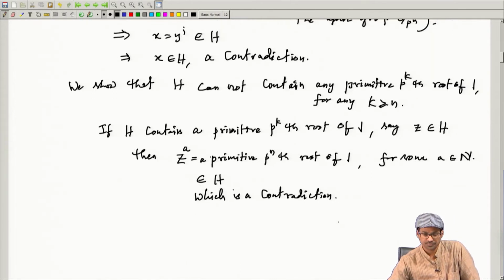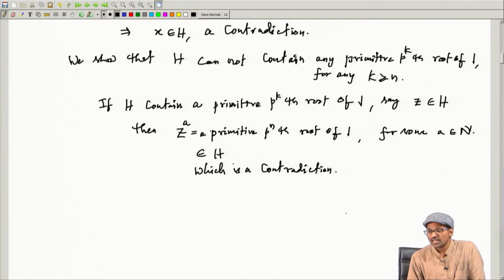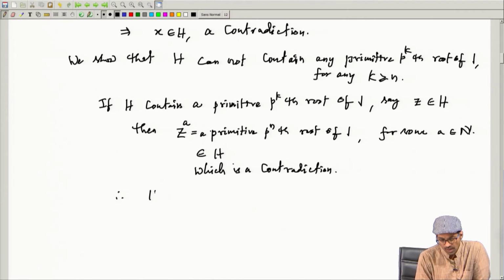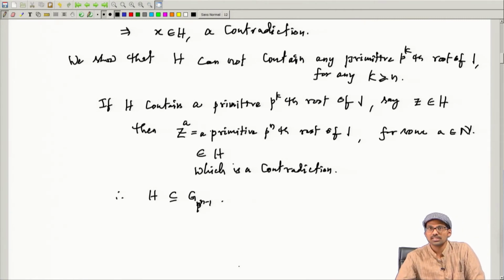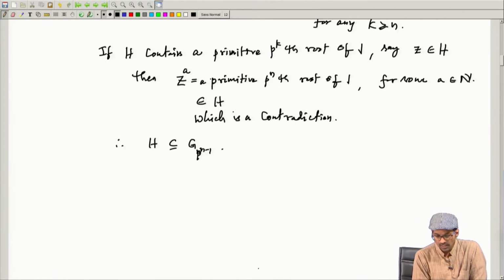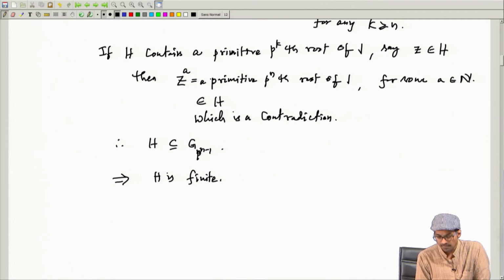So, therefore, H does not contain any primitive p power kth root of unity for any k greater than or equal to n. Okay. So, therefore, H must lie entirely in G p power n minus 1. But G p power n minus 1 is a finite group. So, this implies that H is finite, okay, as required. Therefore, any proper subgroup of G is always finite.